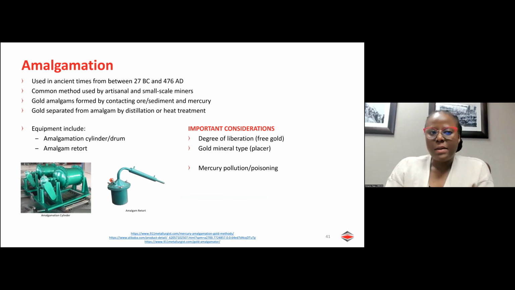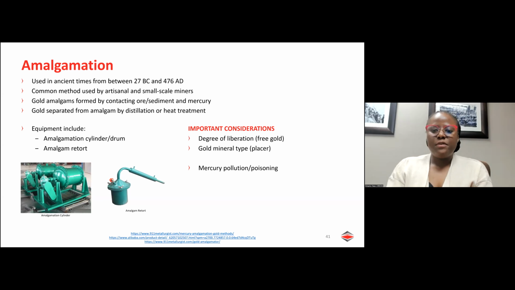Then onto gold amalgamation, which is a simple method of recovering gold. This was basically a method that was used during ancient times. This method is better suited for gold recovery in small scale alluvial mining operations. However, it is also a popular method that is used by illegal miners.